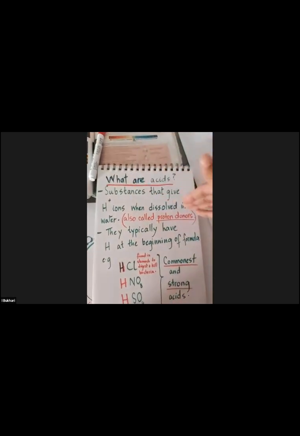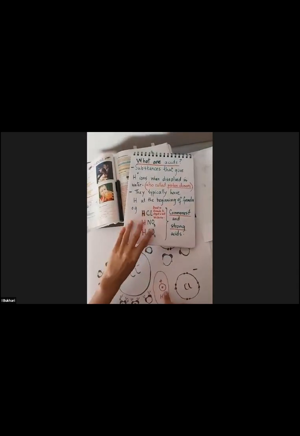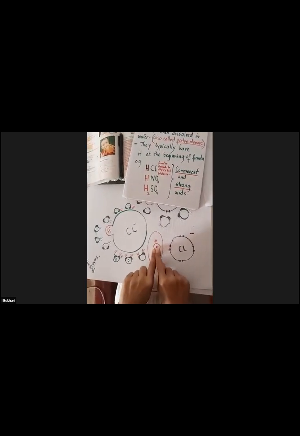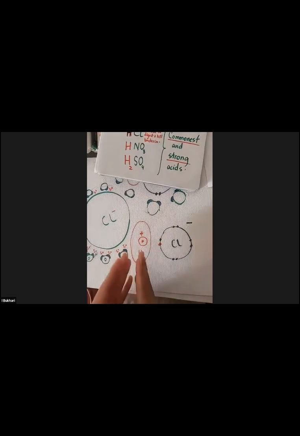Okay, so you understand this, right? Substances that give hydrogen ions when dissolved in water are also called proton donors. Why? Because a hydrogen ion is basically just a proton. It's just a proton, nothing else. It has no electron, no neutron. It doesn't even have a neutron in its nucleus.